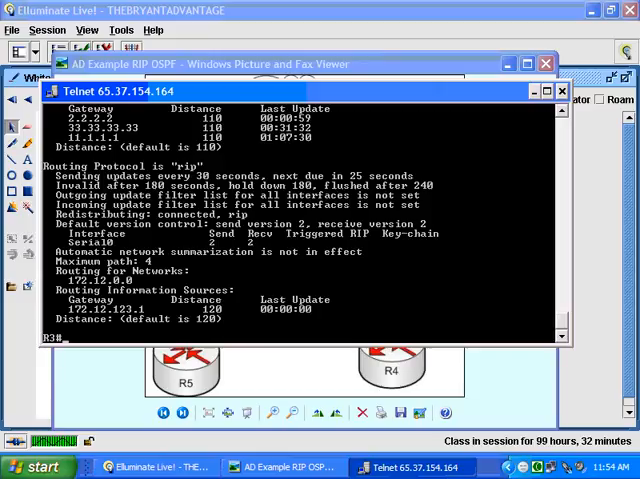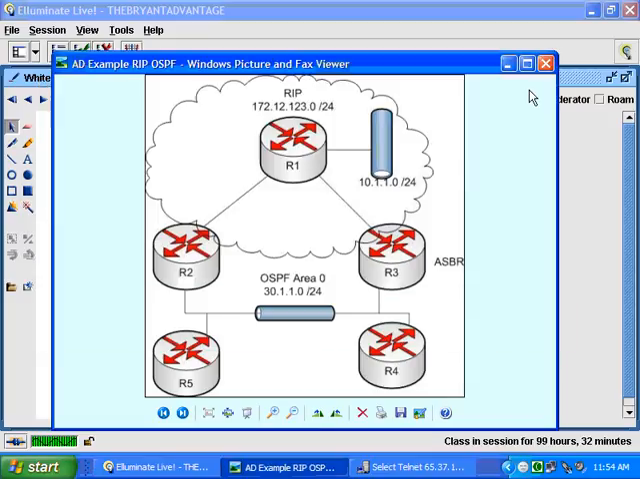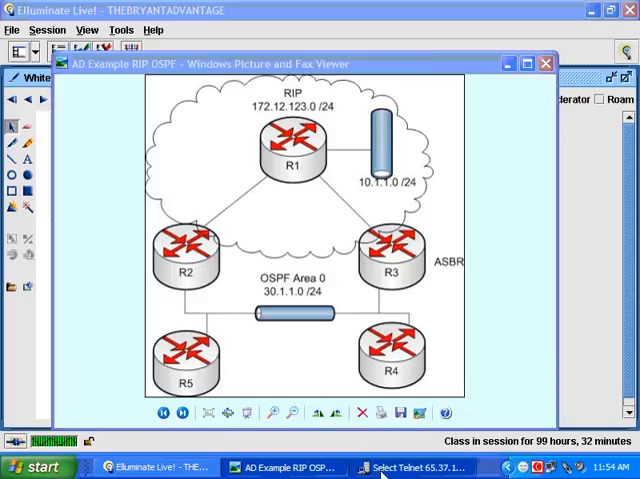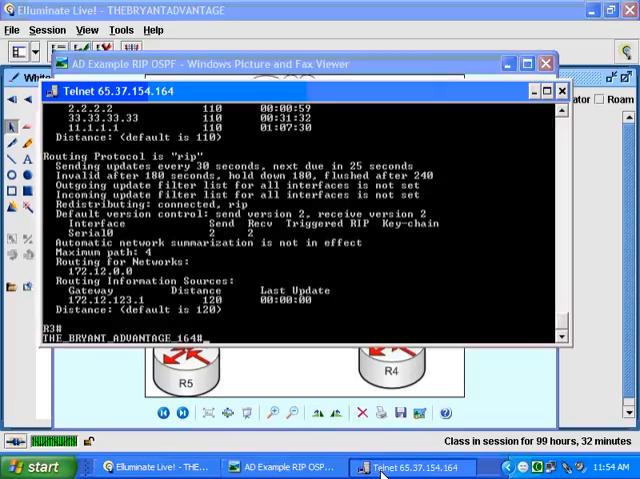And with RIP, pretty much the same information. You're not going to see a whole lot of redistribution information here. You'll just see the redistribution connected in RIP because we are not putting the OSPF routes into RIP, but we are putting the connected ones. So let's start taking a look around our network then. We're going to go to 4, and then 5, and then 2. And just see what we see.